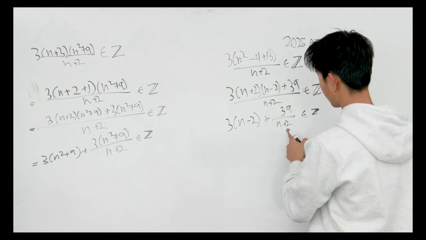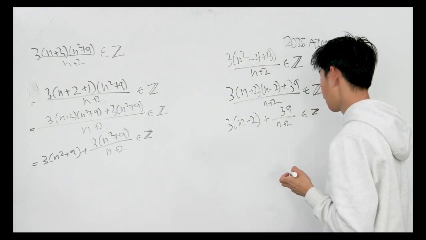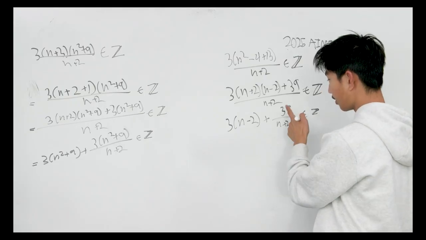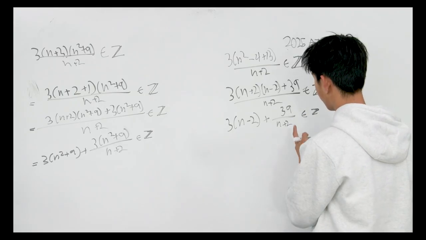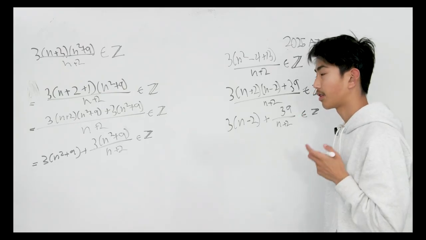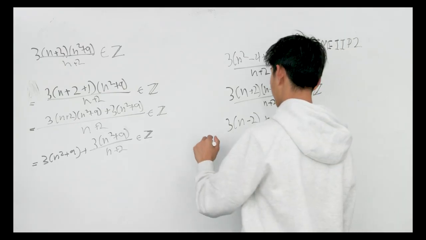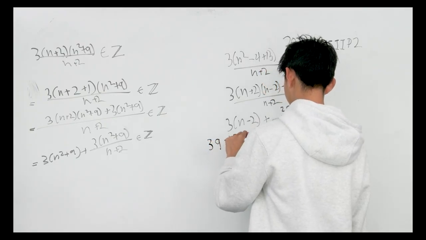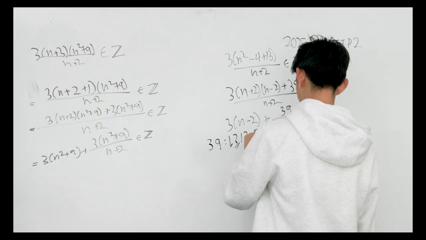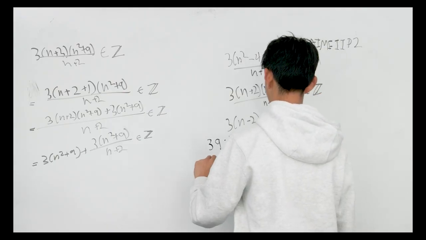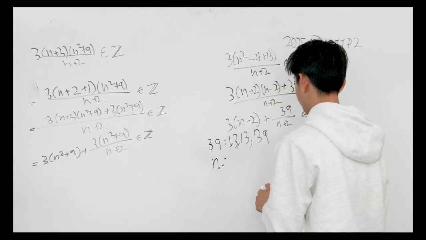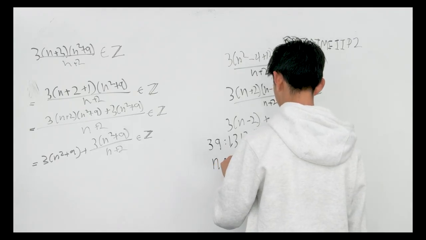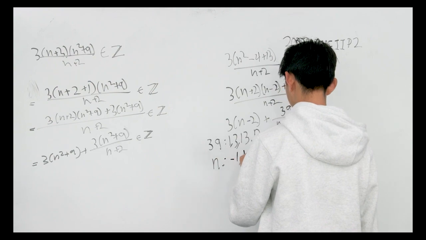So we know that this n plus 2 has to be a positive integer. And we basically can just start listing out factors of 39 because we want the sum of the working factors. So 39 has 1, 3, 13, and 39 as factors. This results in n having, you have to subtract 2 from each of these. So we have negative 1, 1, 11, and 37.